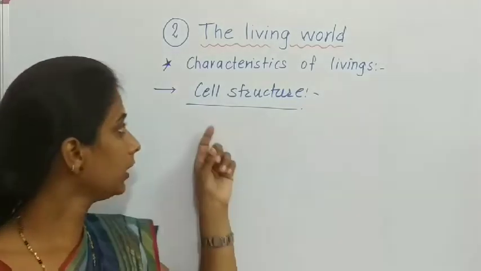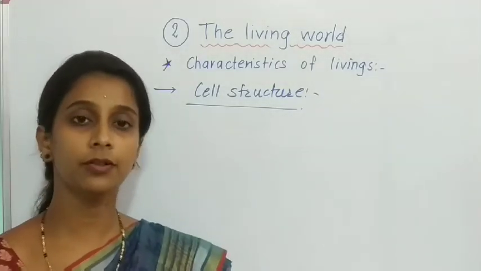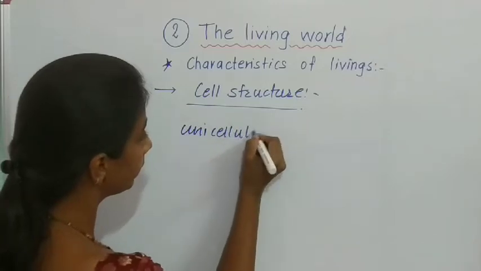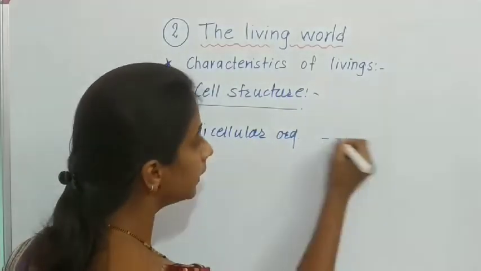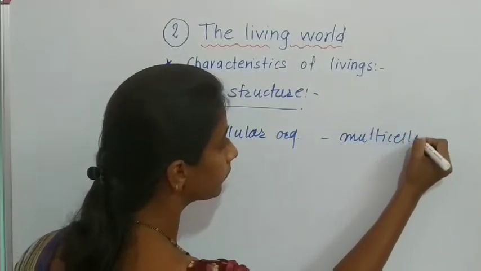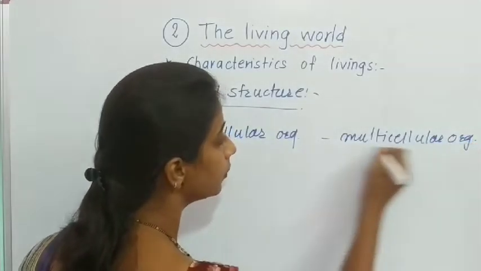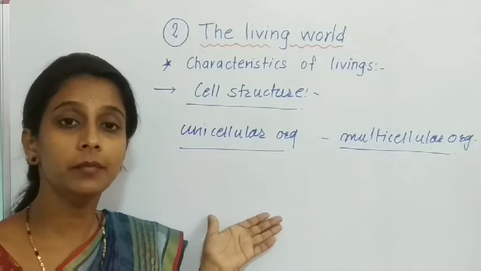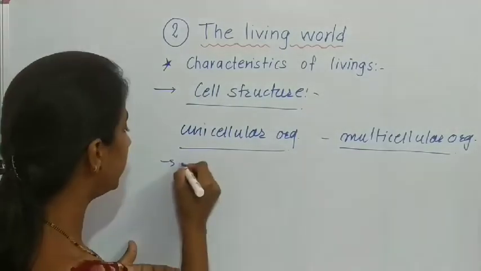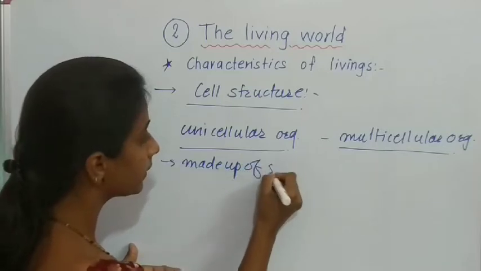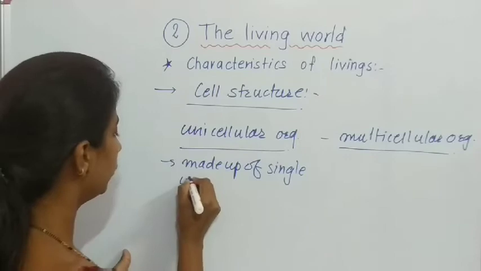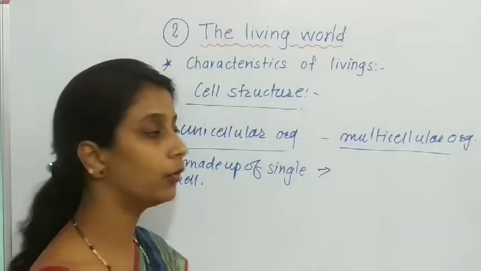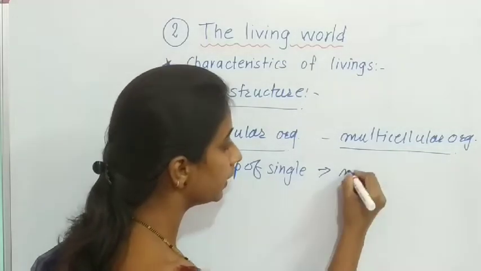Okay students, according to the cell, the animals are divided into different groups, and these groups are unicellular organisms and multicellular organisms. Unicellular and multicellular. Now students, unicellular organisms have a single cell. Animals which are made up of a single cell only are called unicellular living organisms, whereas the other animals are made up of two or more cells.